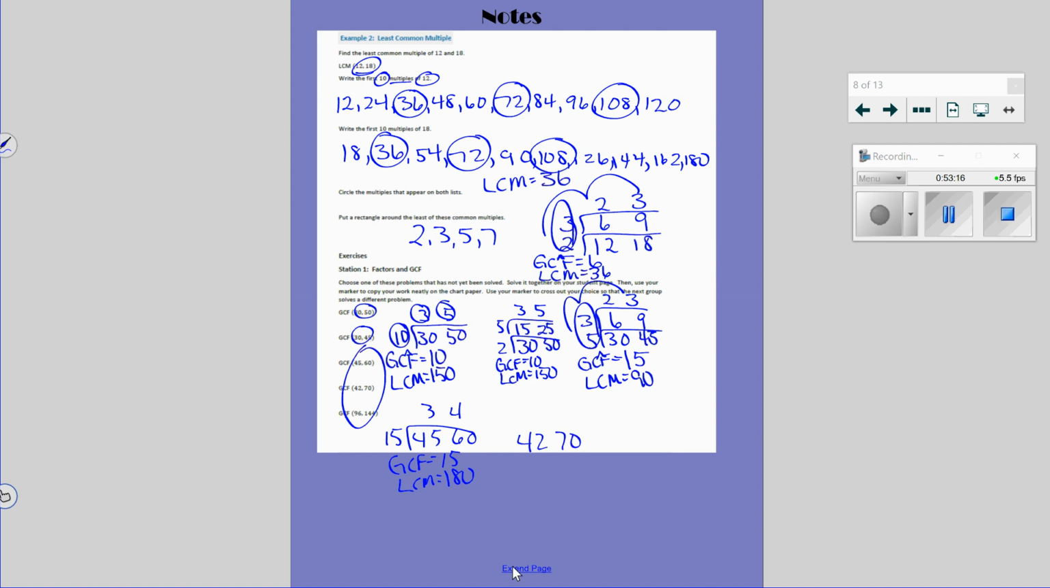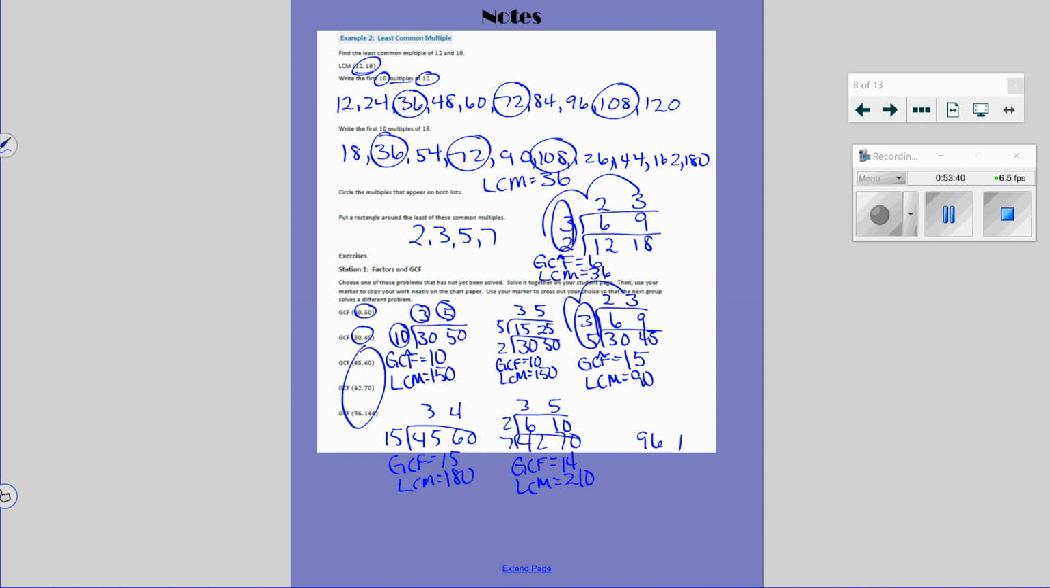42 and 70. I can divide both those by 7, gets me a 6 and a 10. Divide those by 2, gets me a 3 and a 5. Excuse me, GCF is 14, 7 times 2. LCM, 2 times 5 is 10, 7 times 3 is 21, gives me 210.